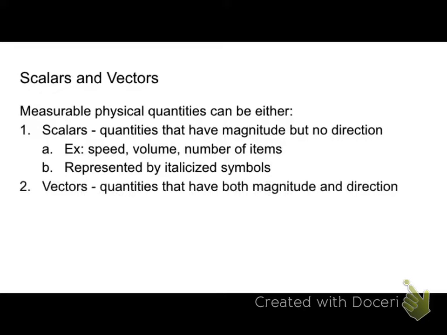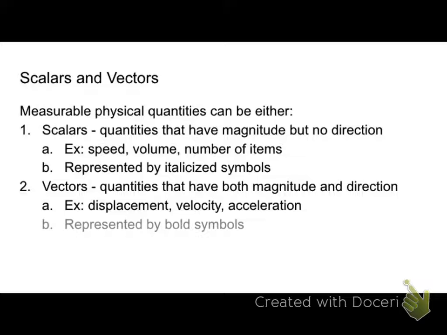If you have a vector, then that quantity has both a magnitude and a direction. So that's like displacement, velocity, acceleration, things like that, where you are indicating both the strength or the magnitude of the vector and also which direction it's moving in. And your book represents these with bold symbols. If you see people writing these down, a lot of times if it's a vector, they indicate an arrow over it. So that's just a little helpful hint there.